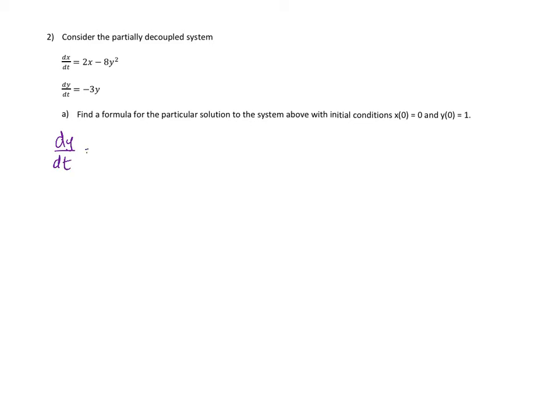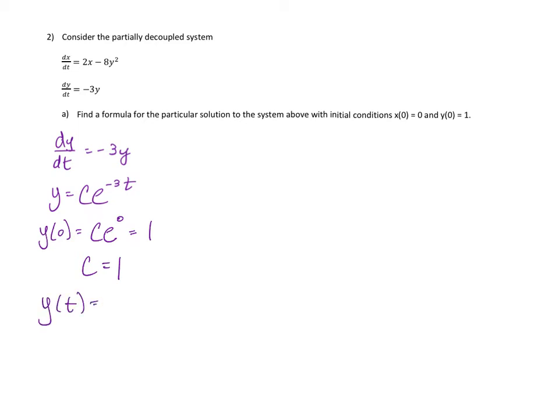Solve dy dt equals negative 3y using separation of variables, or perhaps you just know the solution because you've done this a bunch of times, that y equals c e to the negative 3t. Use the initial condition for y to solve for c. So y of 0 equals c e to the 0 is supposed to be 1, which means c is 1. So my solution for y of t is going to be e to the negative 3t, just replacing this c with a 1.